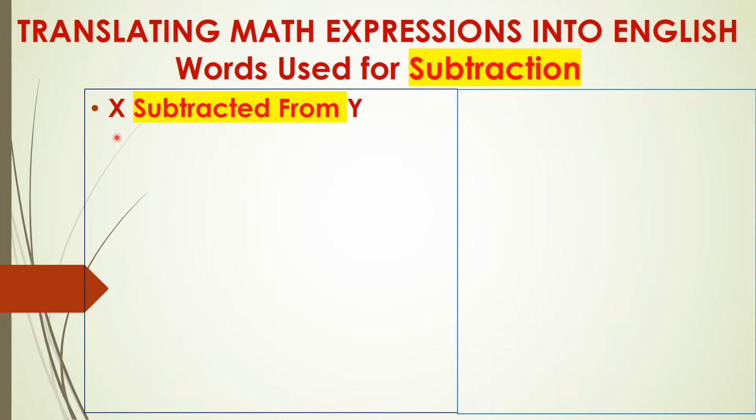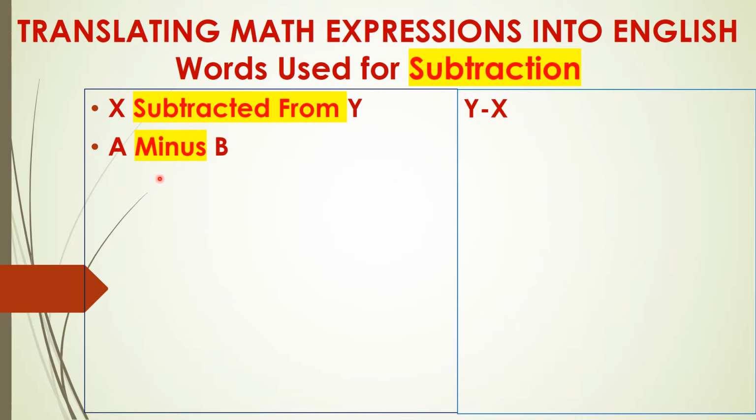So first off, let's say you're taking a test and you see X subtracted from Y. So subtracted obviously means we're going to do some subtraction. We're going to do minus. The only thing in this is a little bit hard to figure because it says that X is subtracted from Y. So the equivalent math expression would be Y minus X. So X is being subtracted from Y.